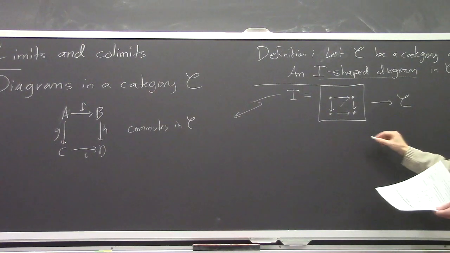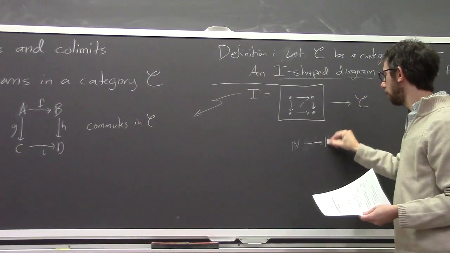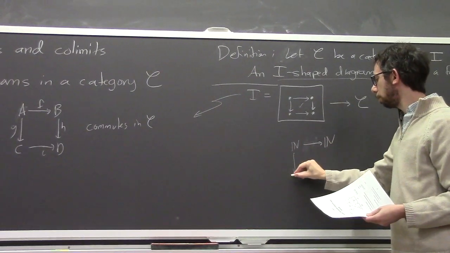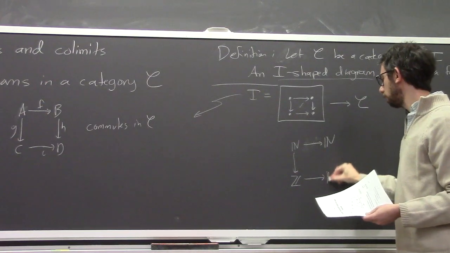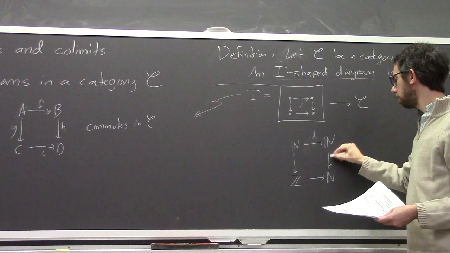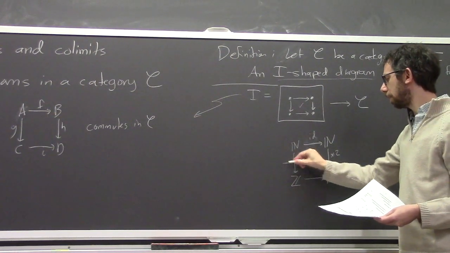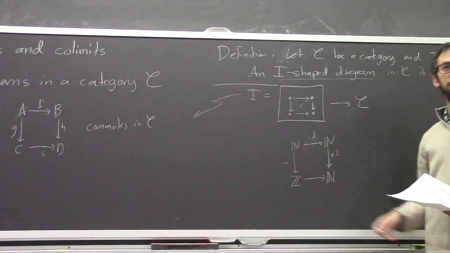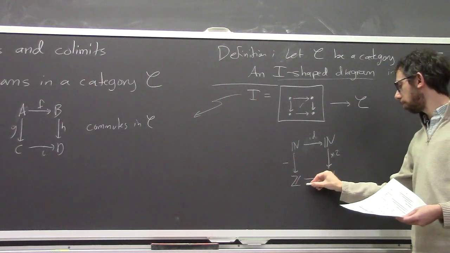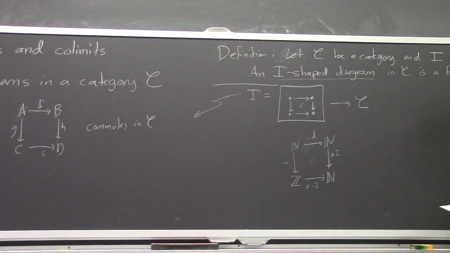So if C is the category of sets, you might have natural numbers mapping to the natural numbers, mapping to the integers, mapping to the natural numbers. They don't have to be 4 different maps. This could be the identity. This could be times 2. This could be minus, so you send 5 to minus 5. And this could be times negative 2.